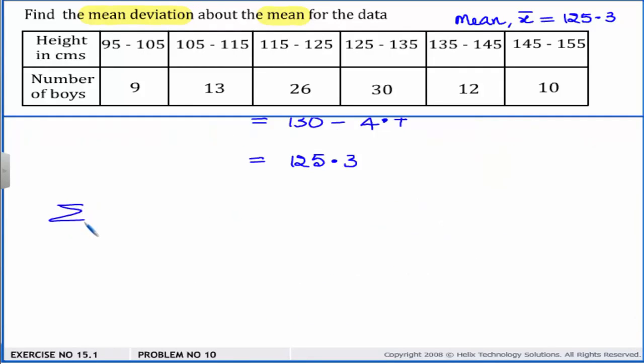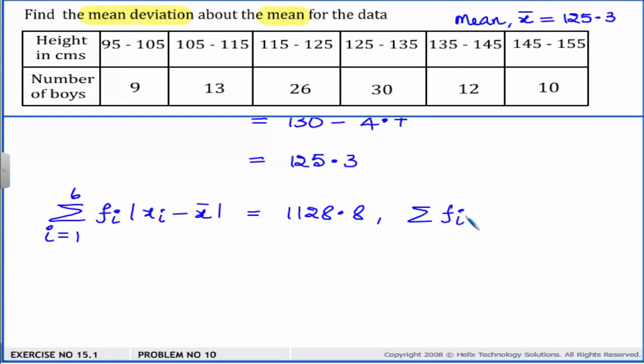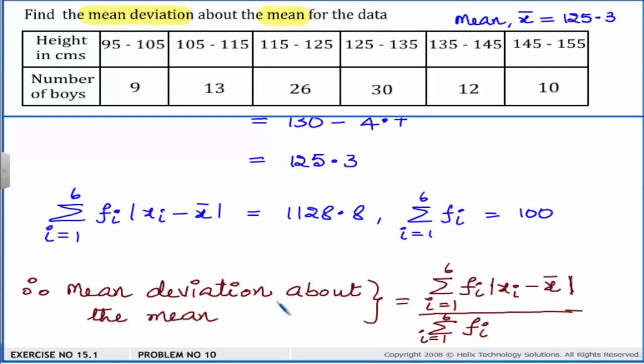Summation of fi into modulus of xi minus x bar, where i equals 1 to 6, is equal to 1128.8. Also, the sum of the frequencies is equal to 100. We know that the mean deviation about the mean is given by summation of fi into modulus of xi minus x bar, where i equals 1 to 6, upon summation of fi, where i equals 1 to 6.